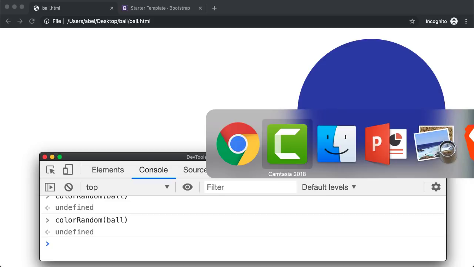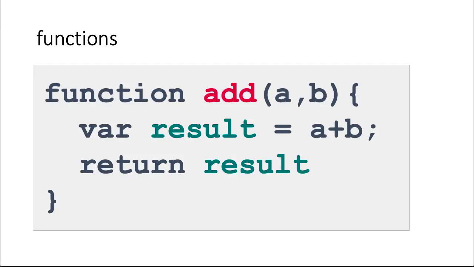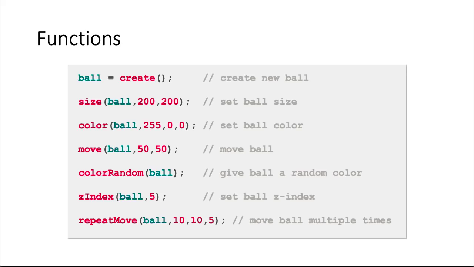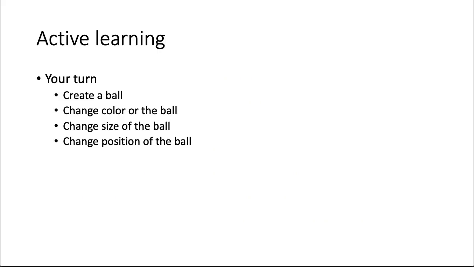Now, if we go back to our slides and move through the instructions, the demonstrations that we just did, you can see there that there's a longer list of all the functions that you can use. We're also giving you one for z-index, and you can even move the ball as shown here. Now, the next thing that I want you to do is to practice what you just saw. Create a ball, change the color of the ball, change the size of the ball, change the position of the ball, and try to replicate some of what I have just done.